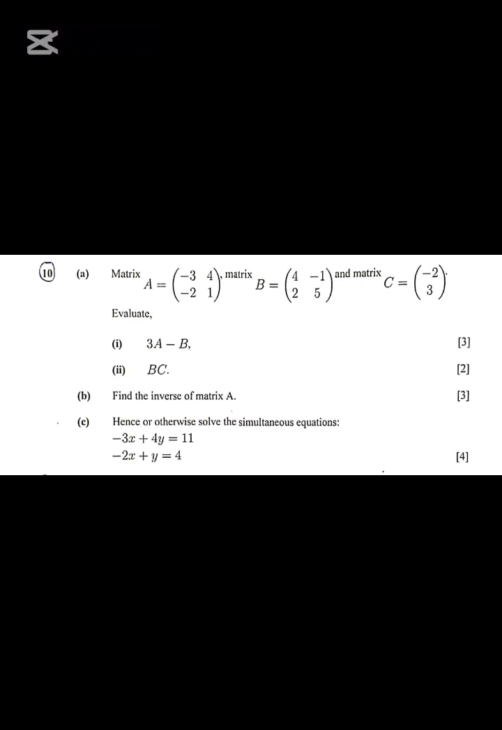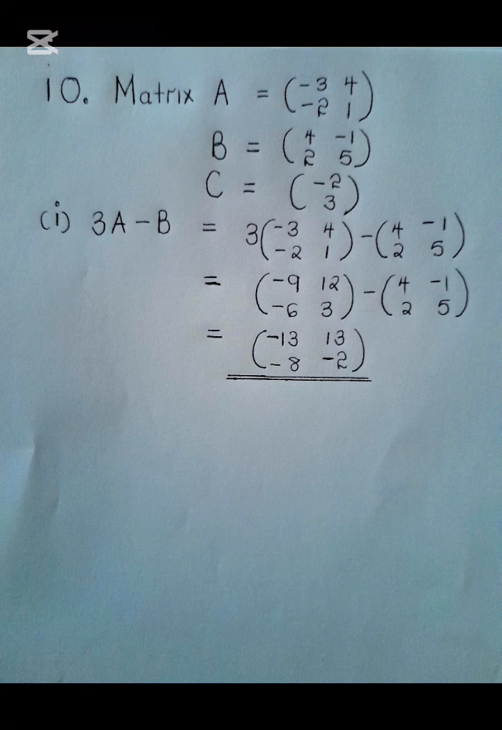So 3 is going to multiply each and every term in matrix A. So 3 times minus 3, we get minus 9. 3 times 4, 12. 3 times minus 2, we get minus 6. And then 3 times 1, 3. After that, we then subtract matrix B from the answer that we have obtained.